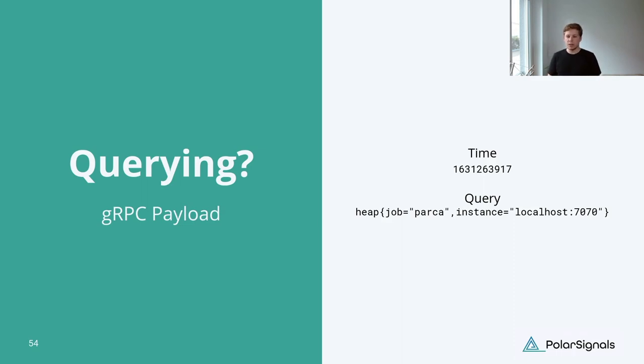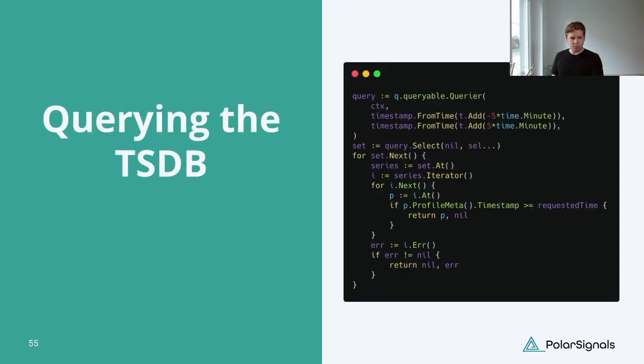The time is actually just a Unix timestamp, and the query is almost like a PromQL query from Prometheus, where you give some label matches and that will match all the series that you're looking for. And then in memory, the TSDB is creating a wrapper, the querier, that will look 5 minutes earlier from the timestamp you want and 5 minutes later, and then select all the series based on the selector that you've given. In the first for loop, it will iterate over all the series that were matched, and then in the second for loop we will iterate over every series' timestamp until we find a timestamp that is equal or higher than the requested timestamp. And once we hit that condition, we can immediately return the profile.